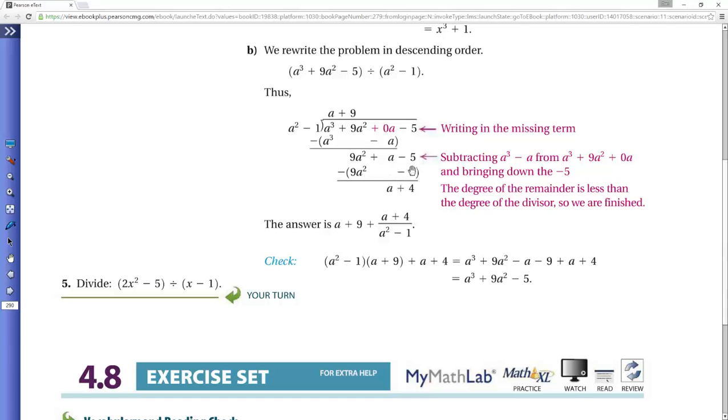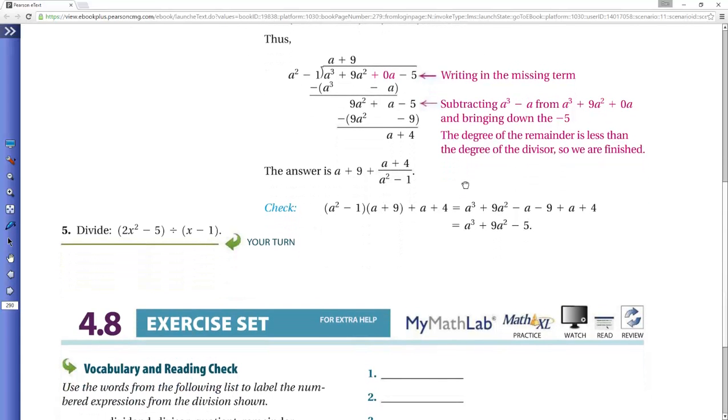And so I end up with this new subtraction. Remember that this goes to 0. We're trying to get rid of the highest degree term of this polynomial. I subtract, I get a and positive 4, a plus 4. So what this means is I've used up all the terms in the original dividend, so I'm done. This is my remainder right here, a plus 4. So the answer is a plus 9 plus the fraction a plus 4 over a squared minus 1. That's my dividend. There's the denominator.